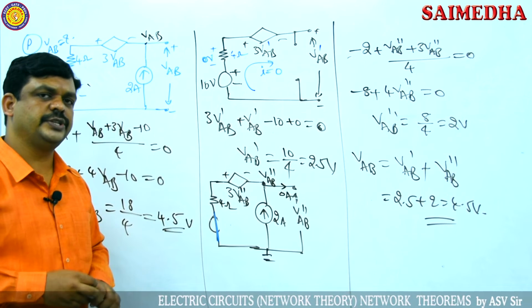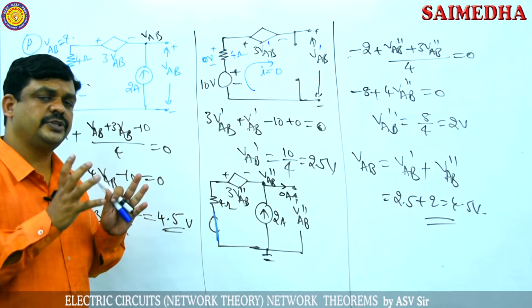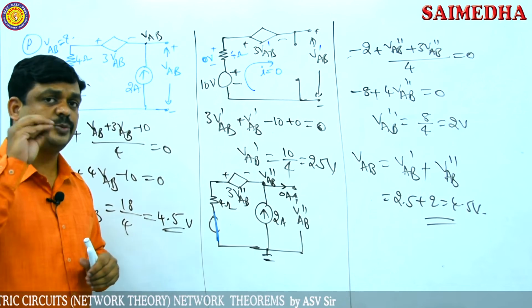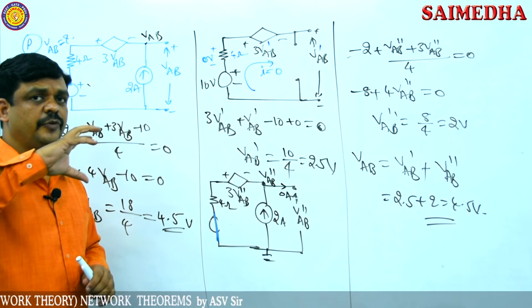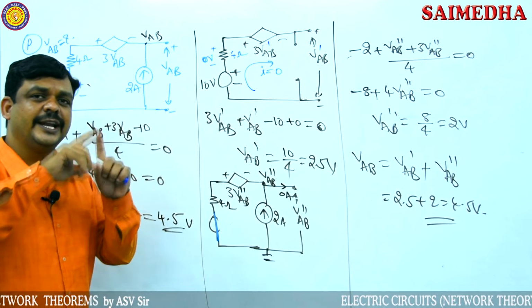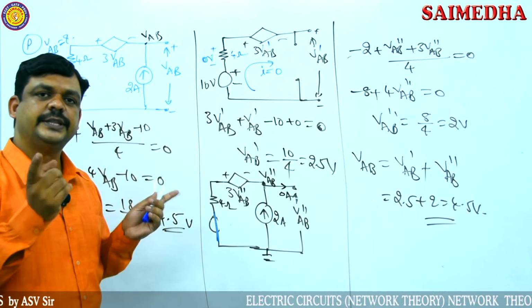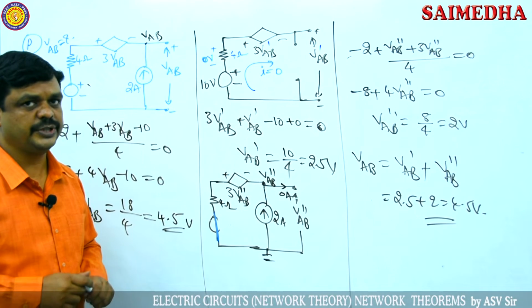Previously I explained a few questions. For solving those questions, the superposition theorem is compulsory. Like, two voltage sources are connected and network elements are not given, then there we have to apply the superposition theorem compulsorily.